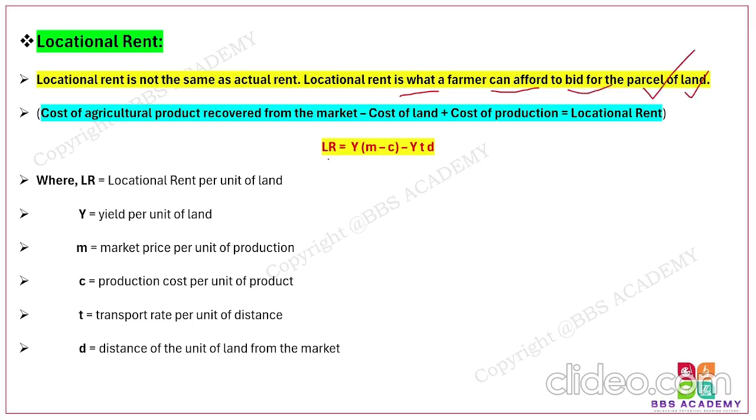This is the formula that von Thunen used to calculate the locational rent. Here, y represents the yield per unit of land, m represents the market price per unit of production, c represents the production cost per unit of product, t represents the transport rate per unit of distance, and d represents the distance from the market, in units of distance.